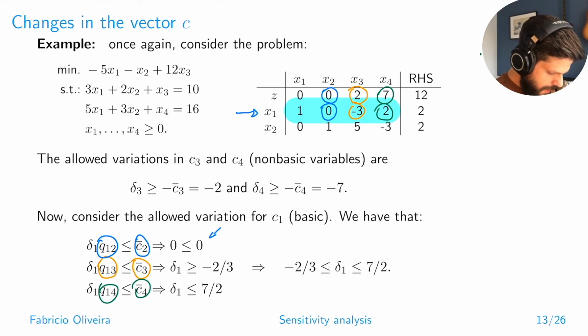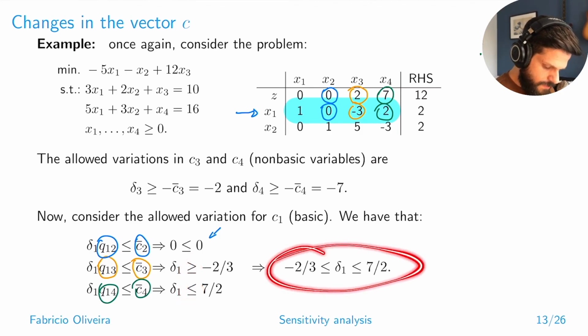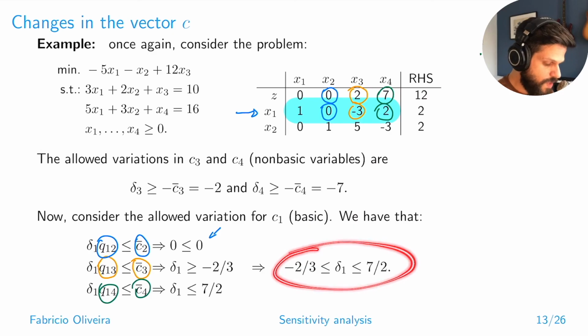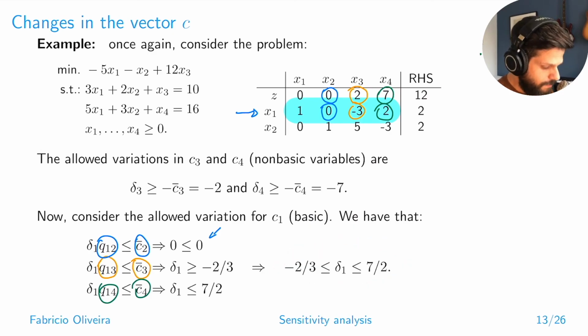Because I only have a greater-or-equal condition and a less-or-equal condition, the permitted variation on C1 is between minus 2/3 and 7/2. So if C1 varies within this range, minus 5 minus 2/3 to minus 5 plus 7/2, my basis remains optimal. And that's about it.